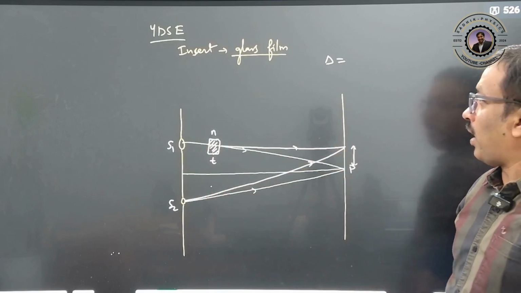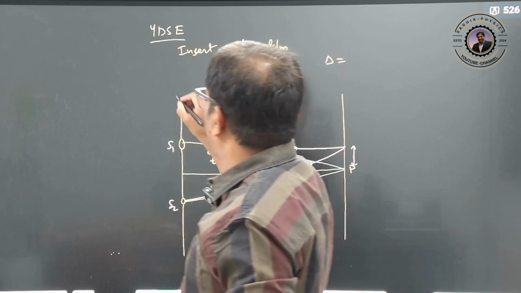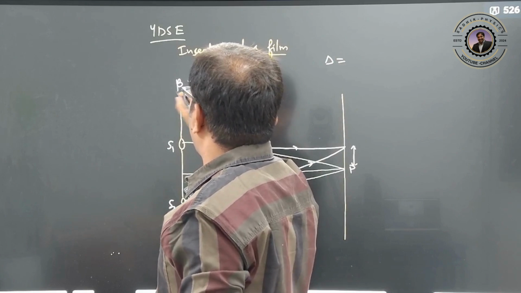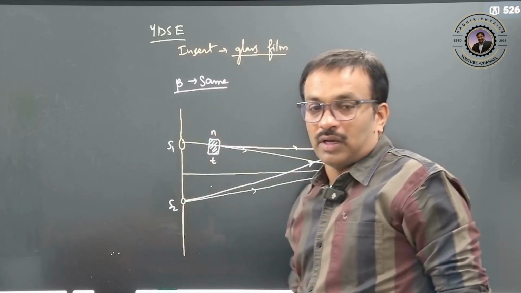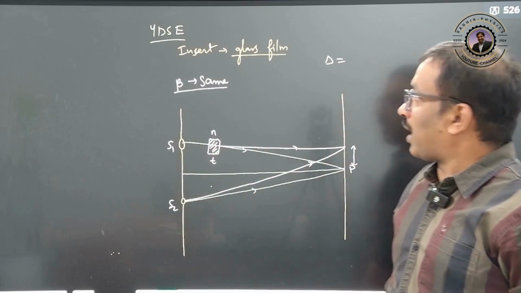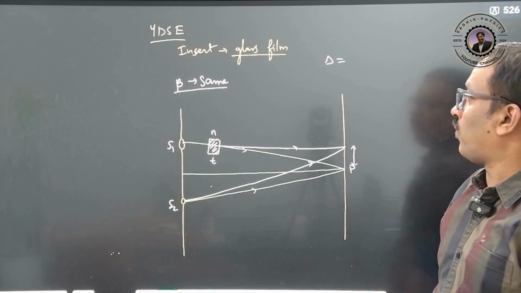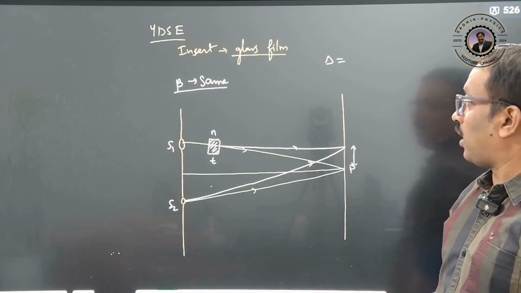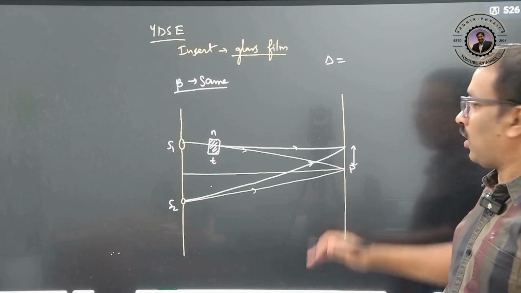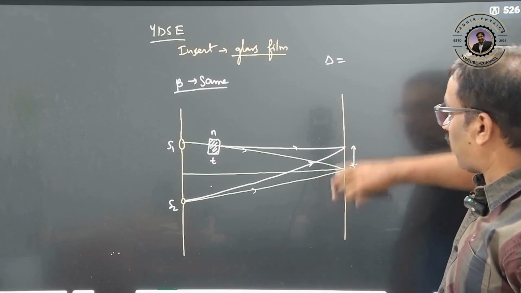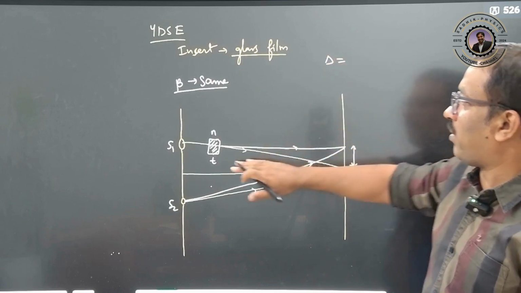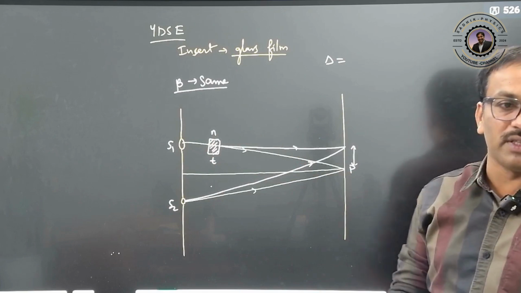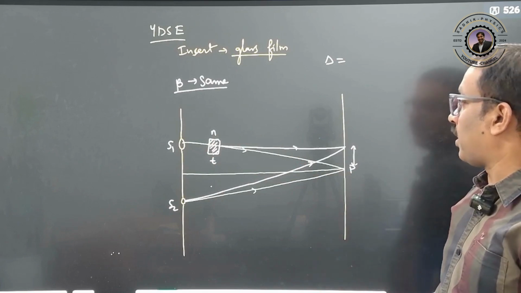Clear? Due to inserting the glass slab or glass plate, the fringe width will not change. The fringe width will be the same. Only the central maximum will be shifted, and all the fringes will also be shifted in the same direction. Clear?